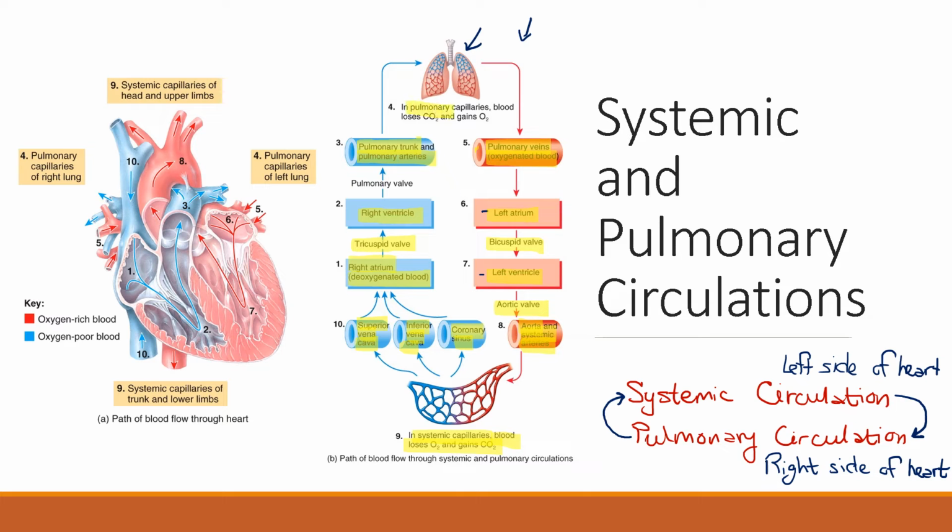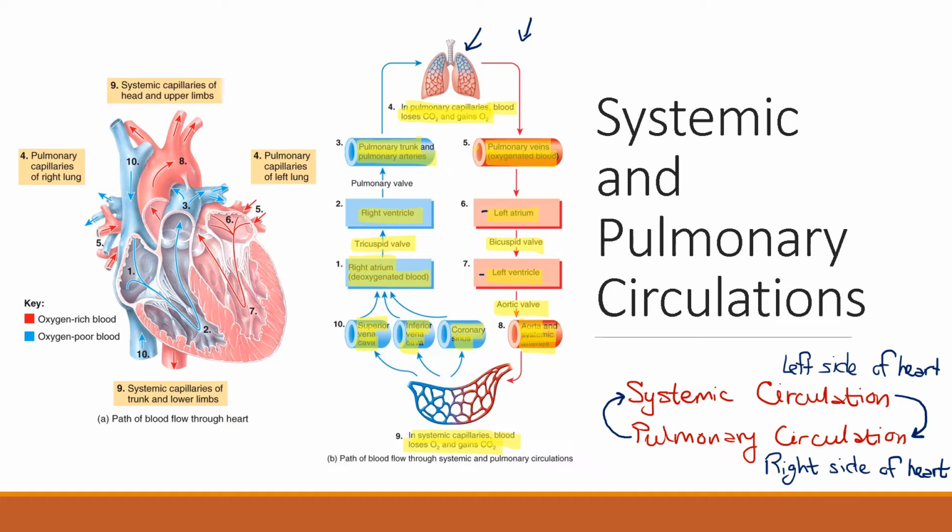Now, in the pulmonary capillaries, the blood will unload its carbon dioxide and pick up oxygen from the inhaled air. And then this freshly oxygenated blood will flow into the pulmonary veins, return to the left atrium, and we're beginning the cycle once again. So that's a very simplified, broken down cycle of the systemic and pulmonary circulation.